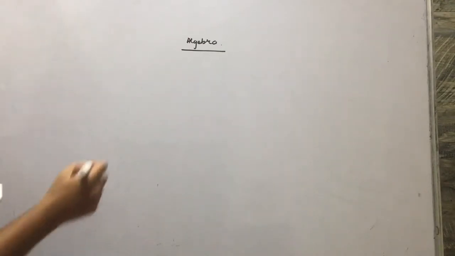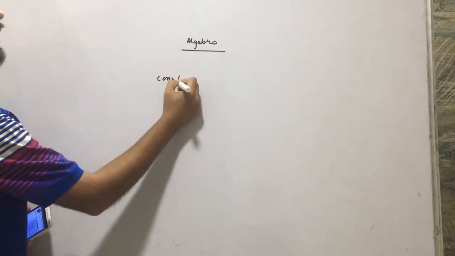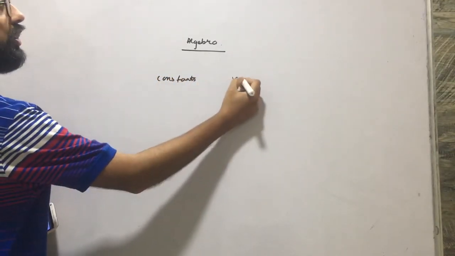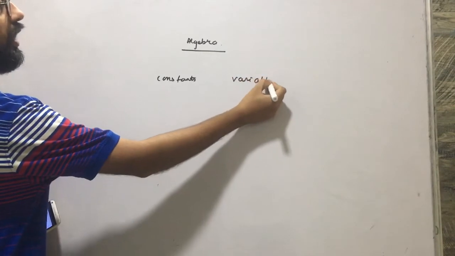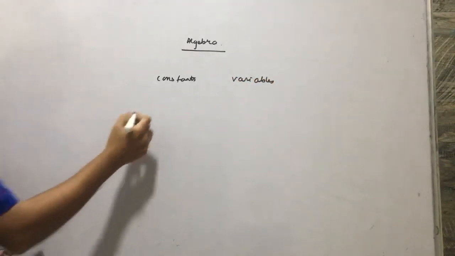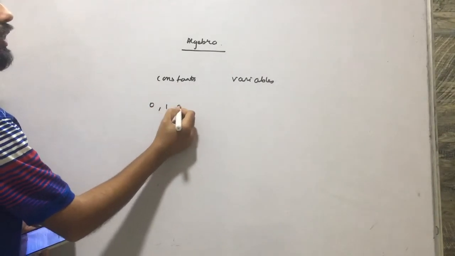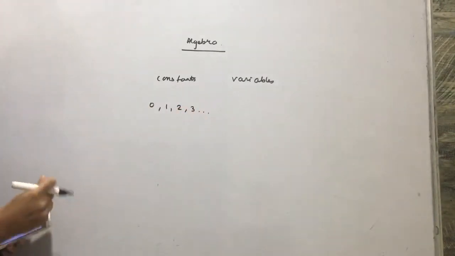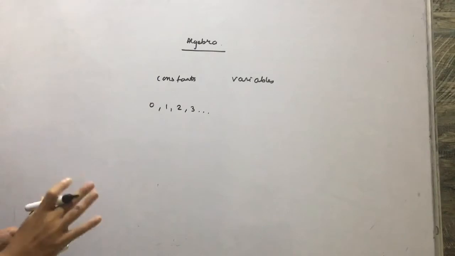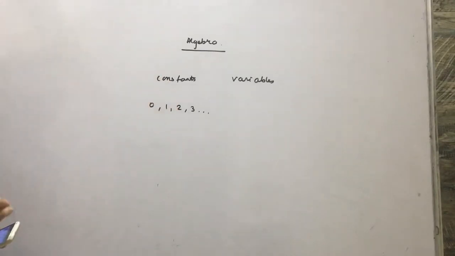Now, first we have to understand what we mean by constants and variables. So these are constants and variables. A constant is nothing but a fixed numerical value. For example, 0, 1, 2. So the numbers which are fixed. 0 is a fixed number, so it is called a constant.